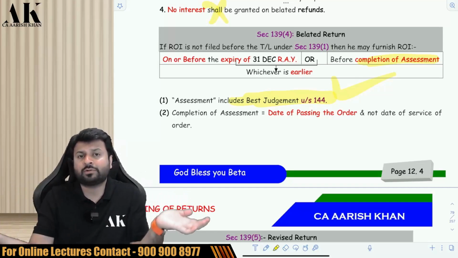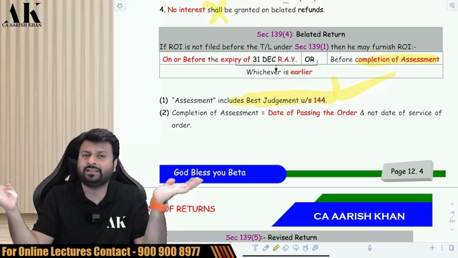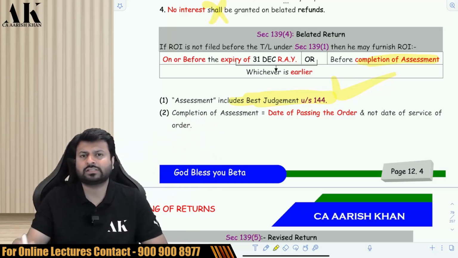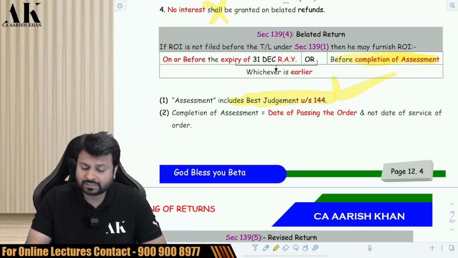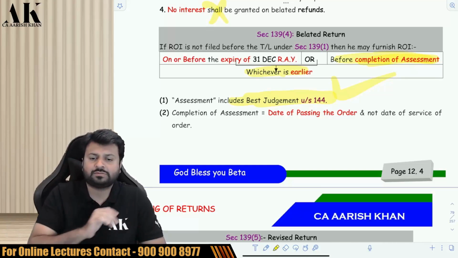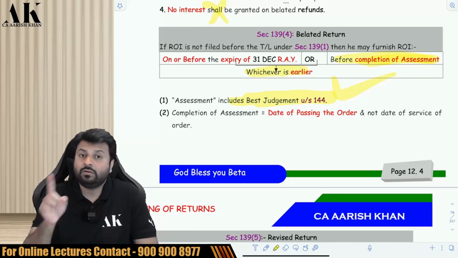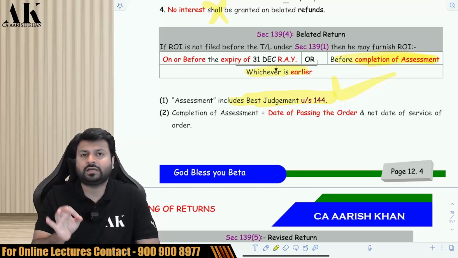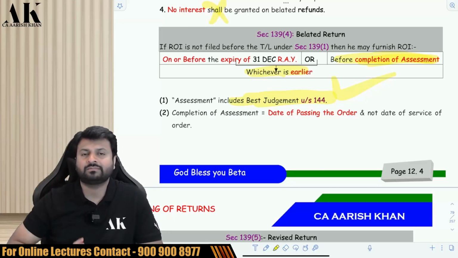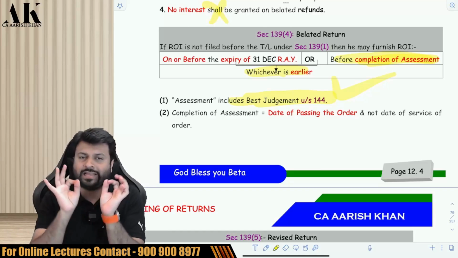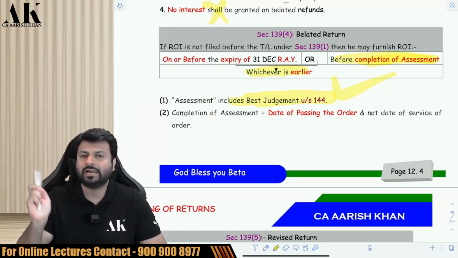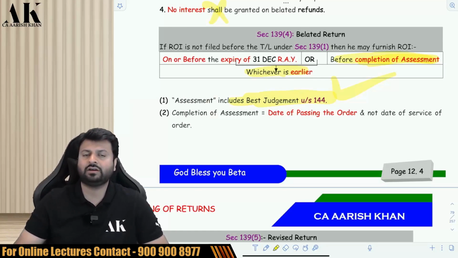Now, there is one more concept brought by Finance Act 2022, that is the updated return. That is a different concept. For that, we'll talk later in a different chapter, okay? Don't worry about it. So, 31st December or before completion of assessment, whichever is earlier. Which assessment? 144 best judgment. What do I mean by the term completion of assessment? It means the date of passing of the order and not the date on which you receive the order. So, the date on which the department has signed the order is considered as the date of completion of assessment, and not the date on which you receive the order at your home.